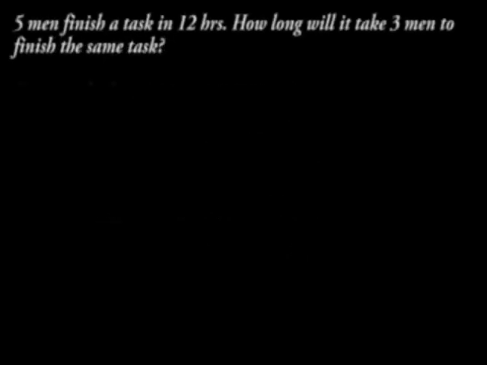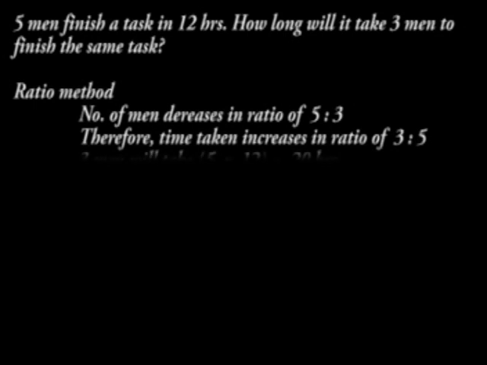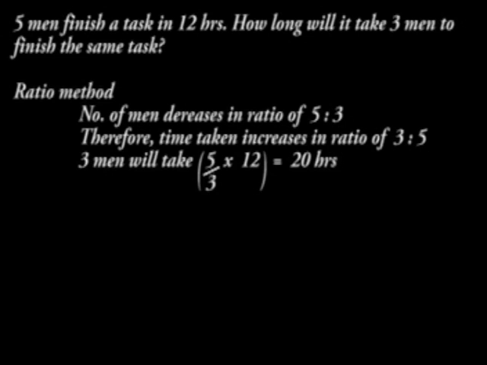Another example: 5 men finish a task in 12 hours. How long will it take 3 men to finish the same task? Using the ratio method, the number of men decrease in the ratio 5 to 3. Therefore, time taken increases in the ratio 3 to 5. 3 men will take 5 over 3 times 12, which is 20 hours.